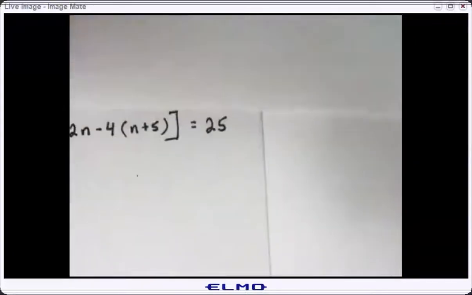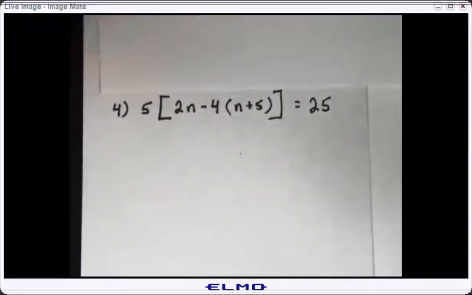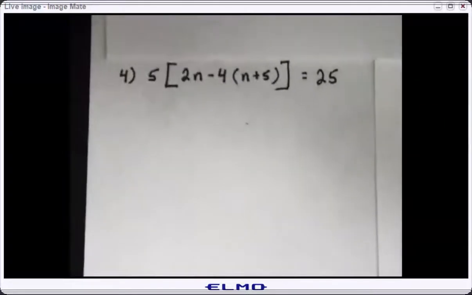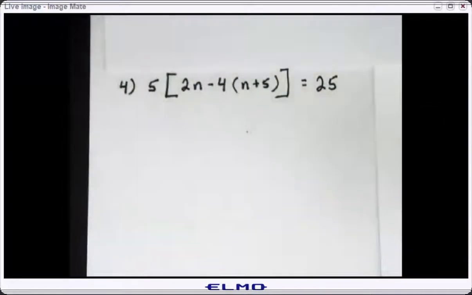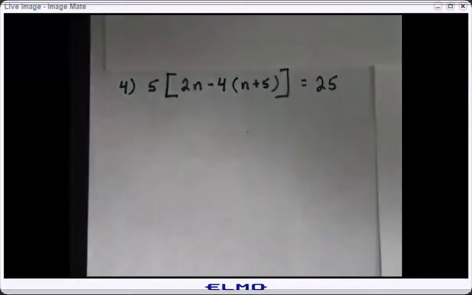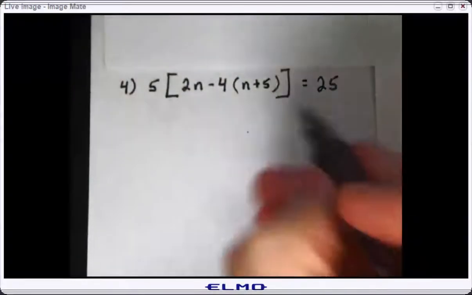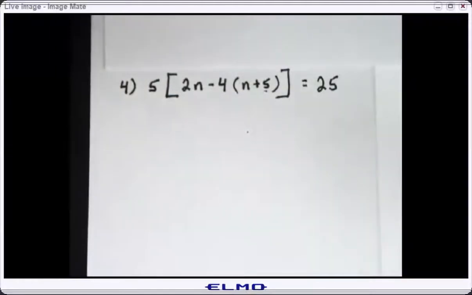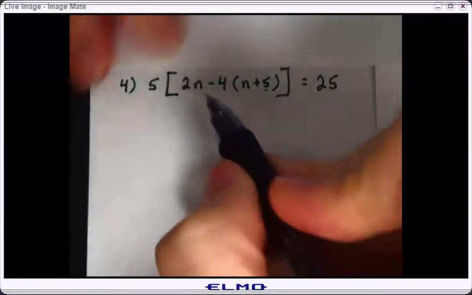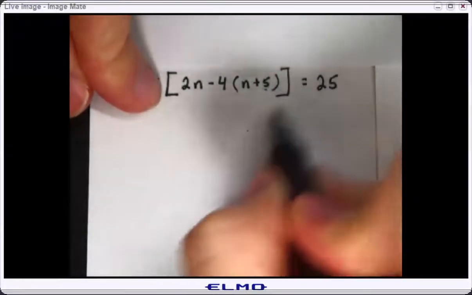Let's look at another. Here, I have a grouping within a grouping. In order of operations, the first step is to do everything within the grouping. And if you have a grouping within the grouping, you do your innermost grouping first. Well, my innermost grouping has n plus 5. Those are not like terms. I can't do anything in there. So now I'm just working within this big grouping, which are brackets.